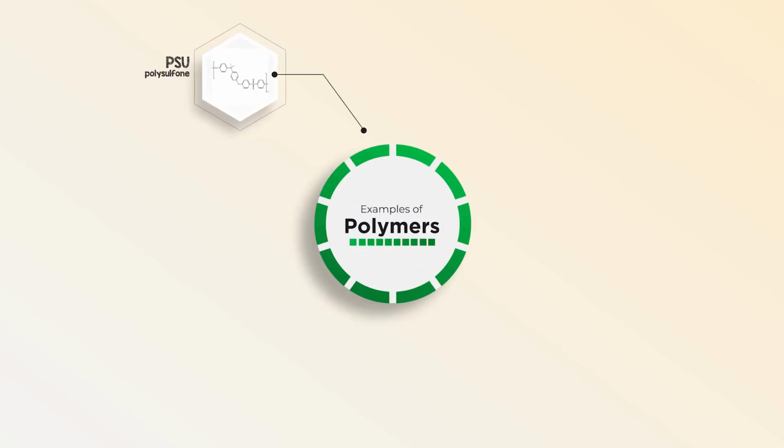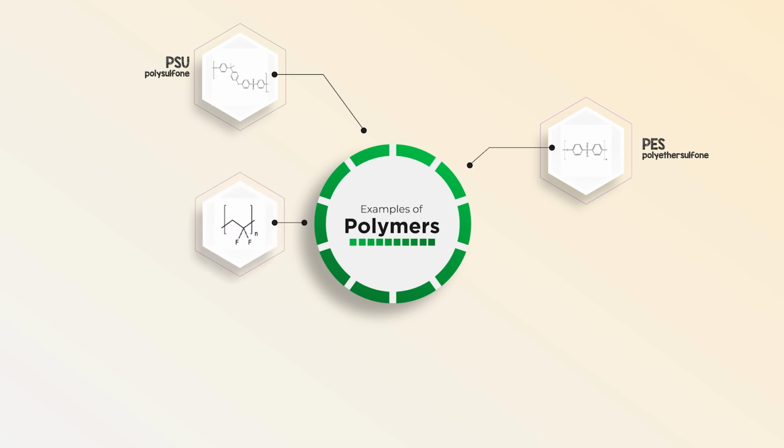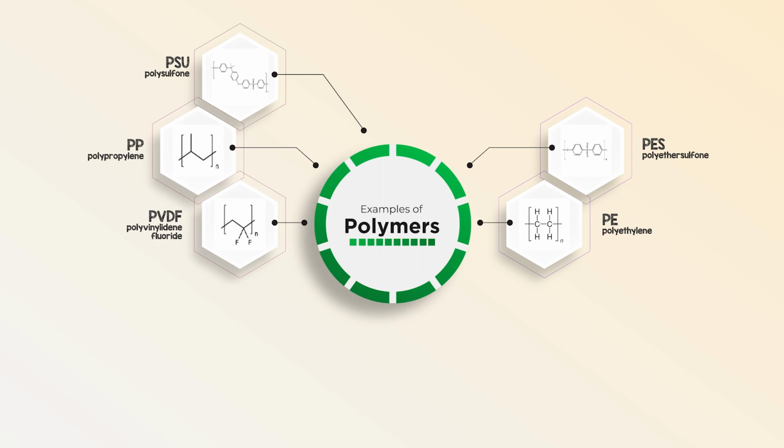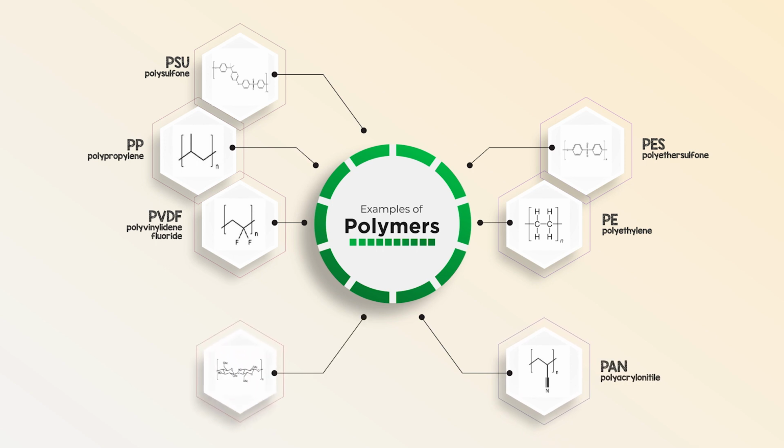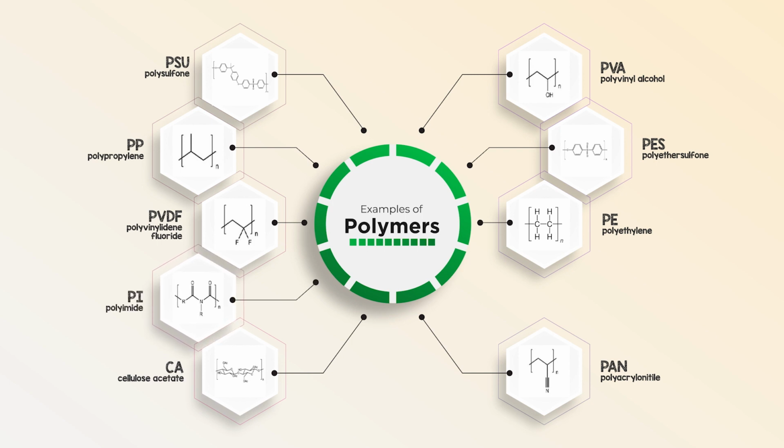Examples of polymers used in these membranes are polysulfone, PSU, polyamide, PA, polyethersulfone, PES, polyvinyl chloride, PVC, polyvinylidene fluoride, PVDF, polyethylene, PE, polybenzimidazole, PBI, polypropylene, PP, polyacrylonitrile, PAN, cellulose acetate, CA, polyvinyl alcohol, PVA, polyethylenimine, PEI, polyethylene oxide, PEO, polytetrafluoroethylene, PTFE, and so on.